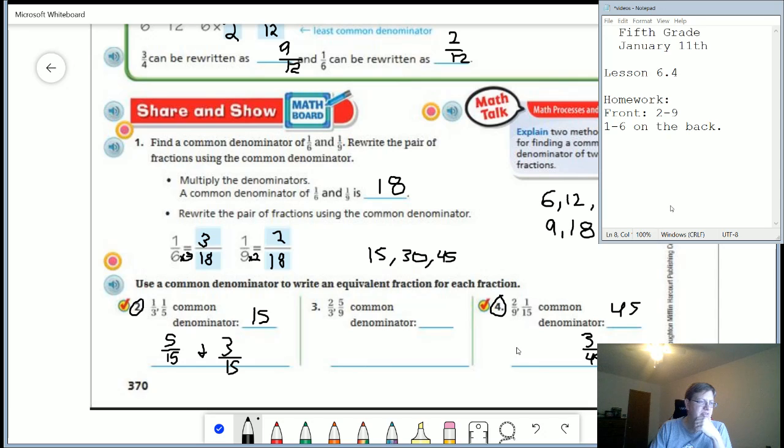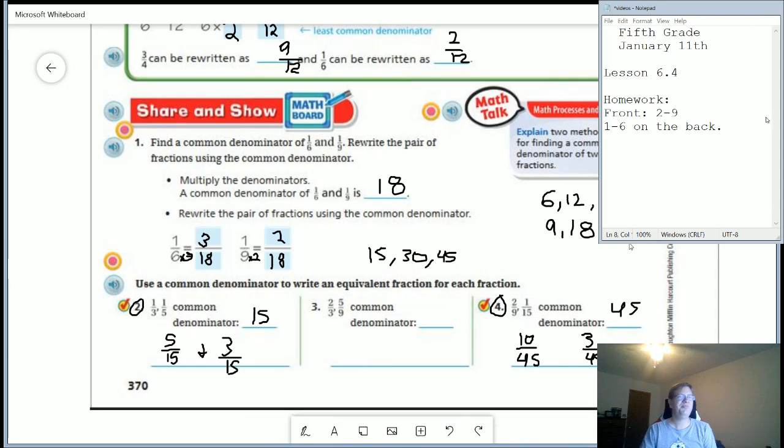That's going to give me 3 parts over 45. And then for this one, we are doing parts over 45, but we are multiplying our top number by, wow, that was really bad. Almost salvaged it. All right, so 5 times 2 gives us 10 for that.